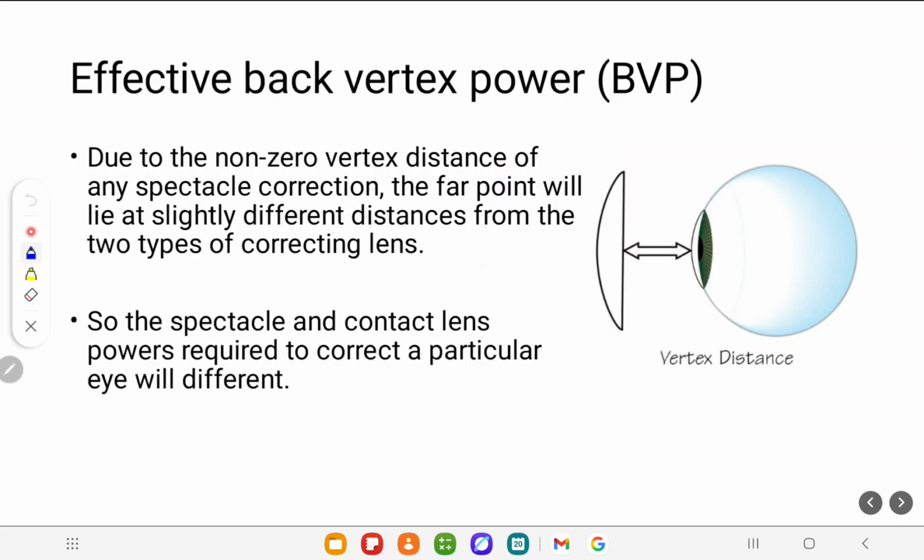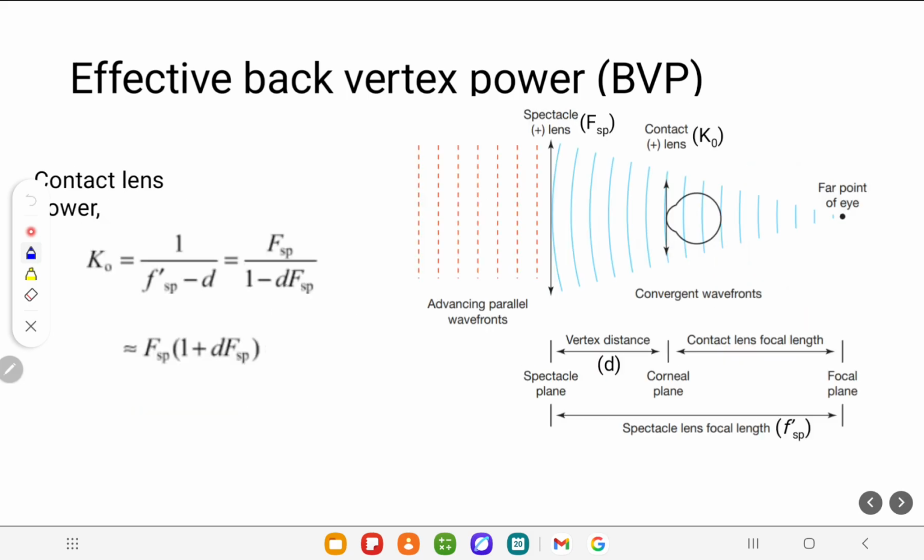Okay, so what is effective back vertex power? So basically, it's very important, isn't it? In effective back vertex power, whenever we talk about contact lens, it's very central, isn't it? Due to the non-zero vertex distance of a spectacle correction, the far point will lie at a slightly different distance from the two types of correction, that is spectacle and contact lens, so power requires correction. So that is basically why it is there.